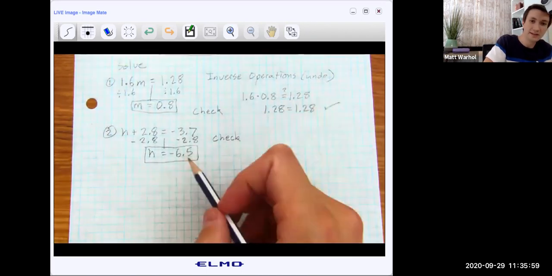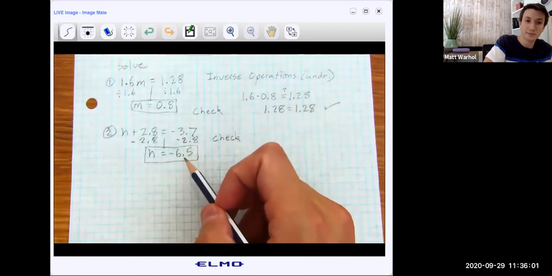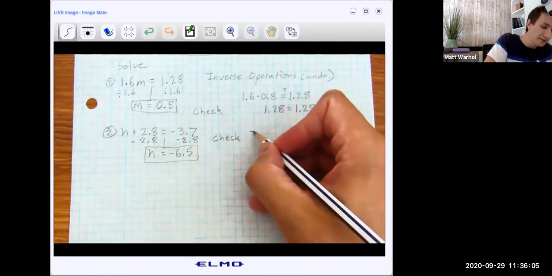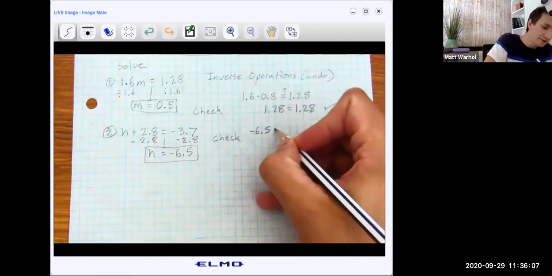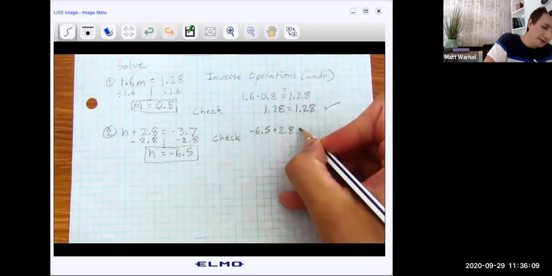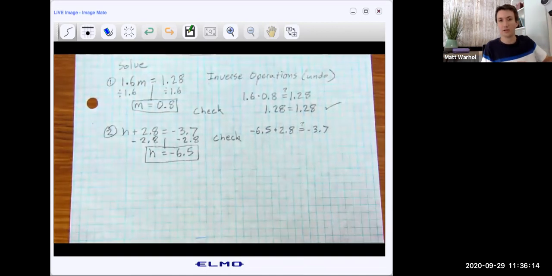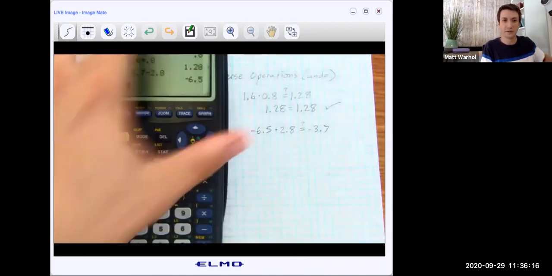So I'm going to plug in, which means substitute. I'm going to substitute my answer into my original equation. So is negative 6.5 plus 2.8 equal to negative 3.7? I sure hope so. So let's see.